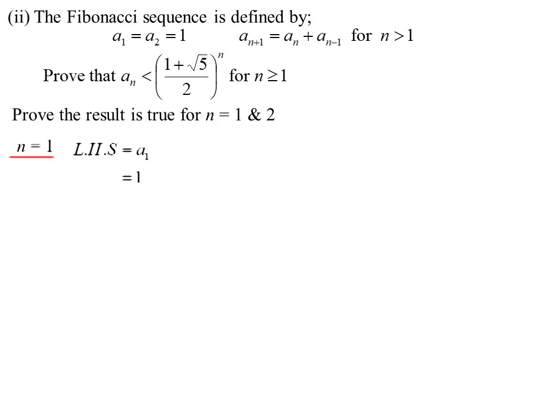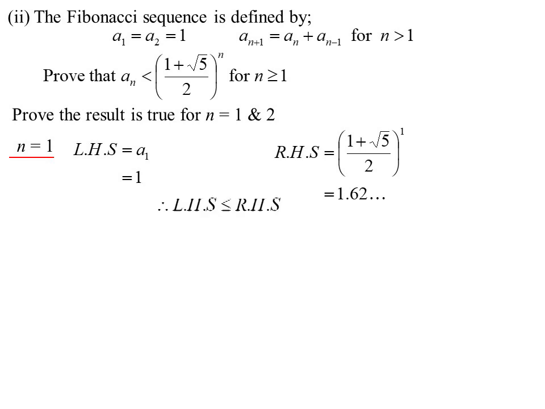All right. n equals 1, let's go and prove that. Well, on the left-hand side, term 1, they told me is 1. On the right-hand side, let's sub it in. 1 plus root 5 on 2, the golden ratio, to the power of 1, which is, to 2 decimal places, 1.62, but yes, the left-hand side is less than or equal to the right-hand side.